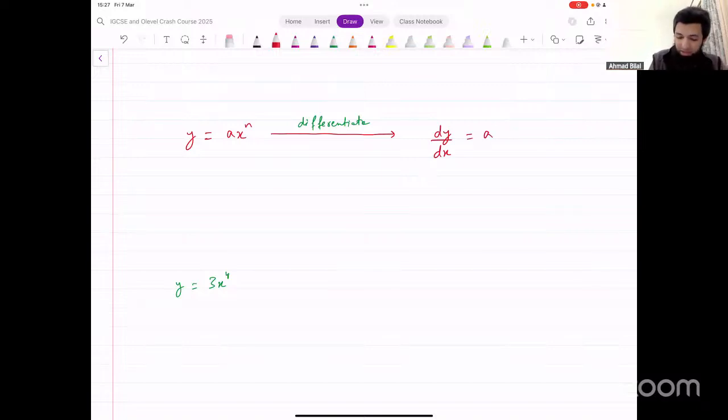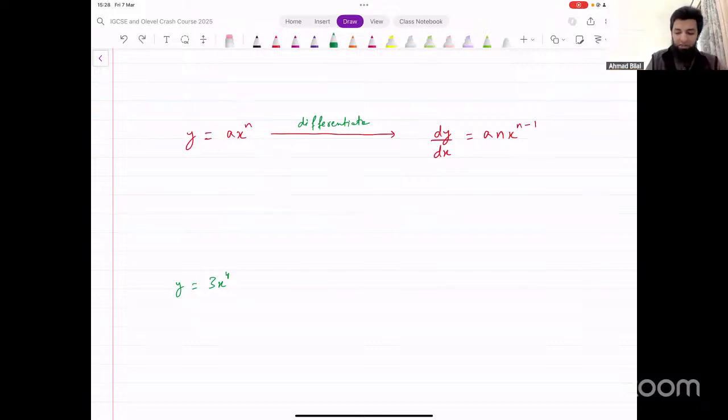a, the constant, that will remain as it is. The constant that's multiplying or dividing, that will not change. It will stay whatever it was. And then you multiply by the power. Power is n here right now. You multiply this thing by the power, so it becomes a times n. And then you subtract 1 from the power. So it becomes x raised to a power n minus 1.